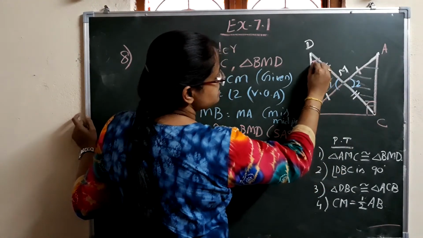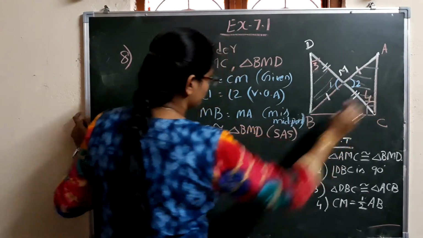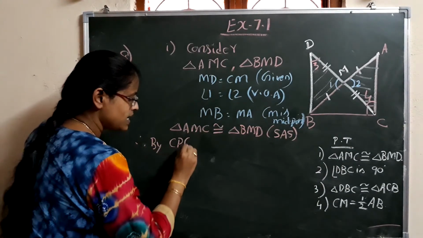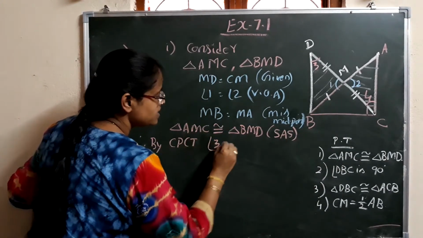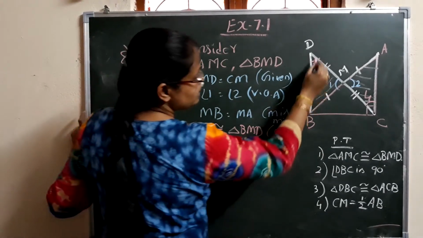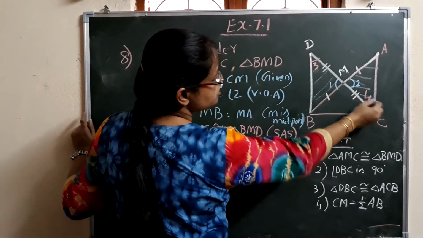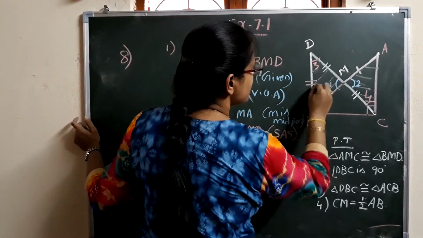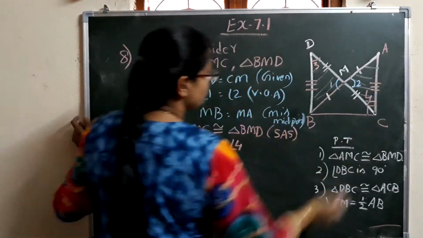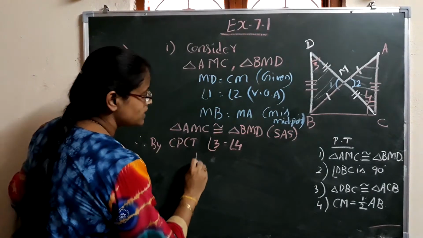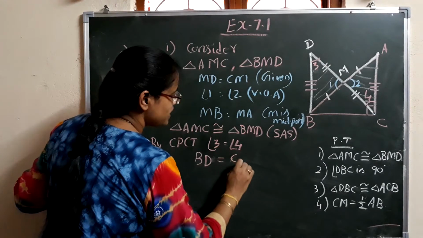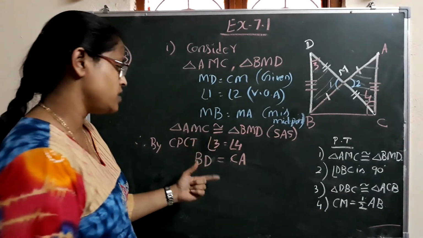Now, by CPCT, can I say that these two angles are also equal? Name this as 3, 4. So, therefore, by CPCT, angle 3 is equals to angle 4. Now, what can you say about these two angles? And you have this side is also equal to this side. So, that means BD is equals to CA or AC. By CPCT, we got these two conditions.